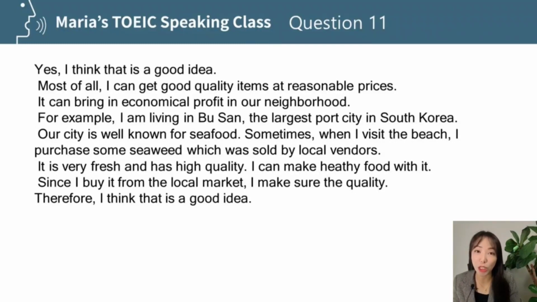좋은 생각인 것 같아요. 이 정도 끝내시면 충분히 고득점 하실 수 있는데 합리적인 가격에 at reasonable prices, 경제적 부흥을 일으키다 bring in economical profit, 우리 동네는 이런 걸로 유명한데 well known for, 그거를 local market 지역 마켓에서 street vendor 노점상인에게 바로 사는 경우가 있다는 local market에서 바로 산다, 그럼 make sure 그 품질이 내가 확인이 된다, 확신이 든다 이런 표현들을 응용하시면 되겠습니다. 보면 또 어려운 게 아니죠.